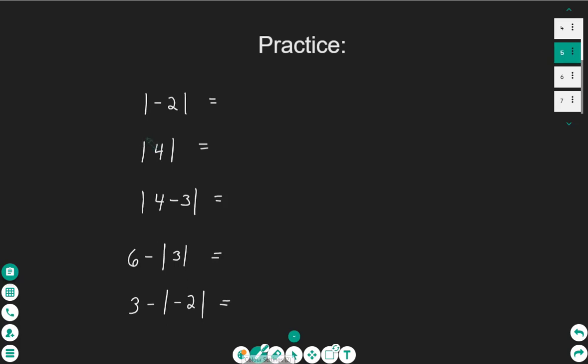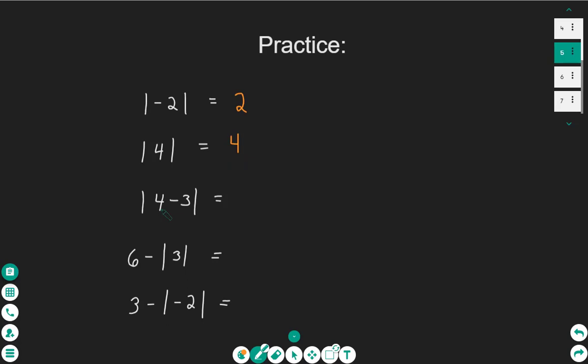All right, so the first one, the absolute value of a -2. Pretty straightforward, right? How far away from 0 is a -2? It's going to be 2 units away, right? So the absolute value is simply 2. All right, the absolute value of 4. I think we just did this one. What's the absolute value of 4? It's going to be 4.